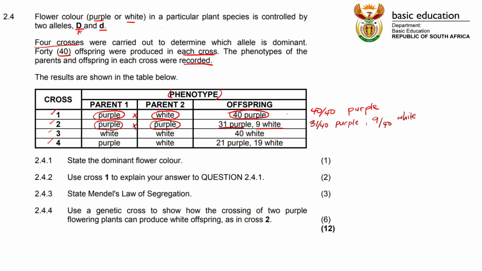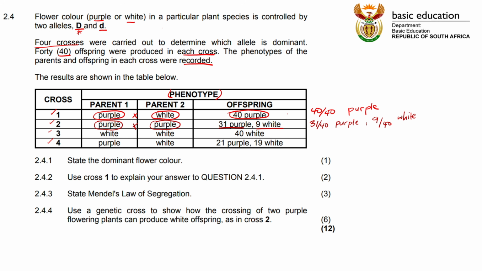Okay, since we are crossing purple and purple together and we get purple and white, it means that there must be some heterozygous condition. There is a mixture of characteristics. If it were homozygous, we would have gotten only purple, but this is a mixture.